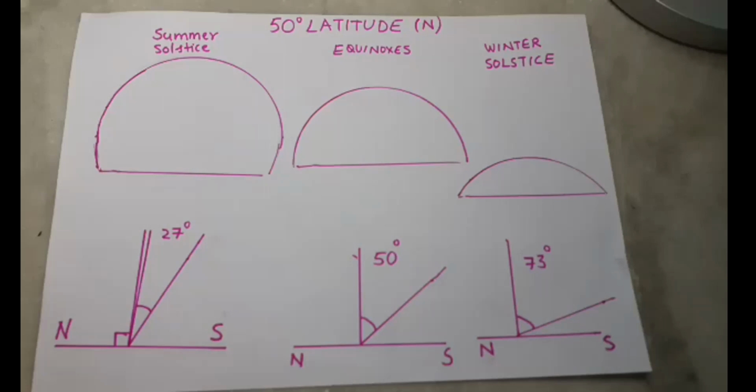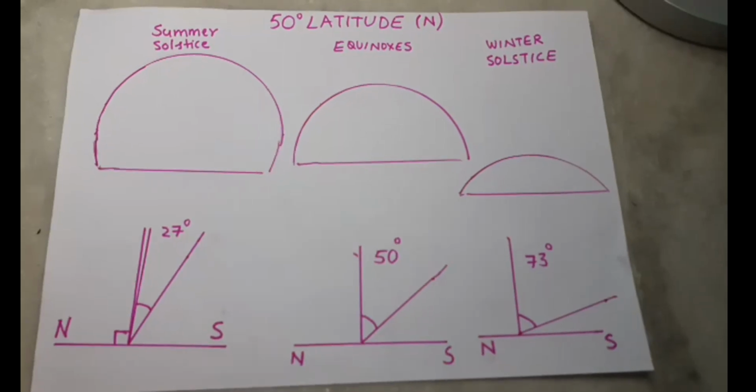Okay, 27 degrees to the vertical. And on equinox day, the day and the night are of equal duration. So the sun goes along an arc which is a semicircle. And on winter solstice day, the night is much longer than the day. So the arc is smaller than the semicircle. So let's look at the model that we have built.